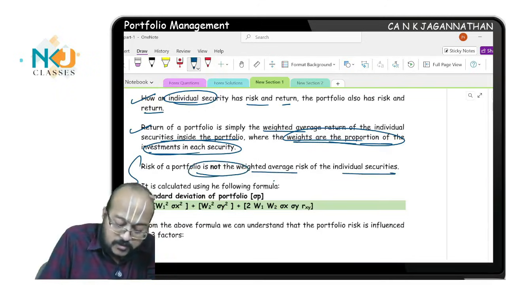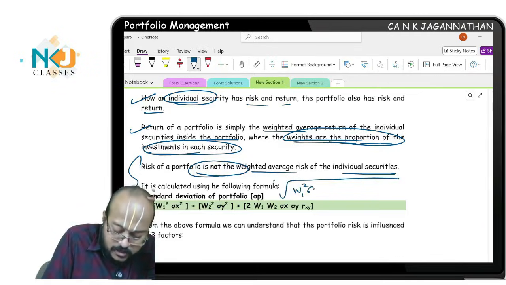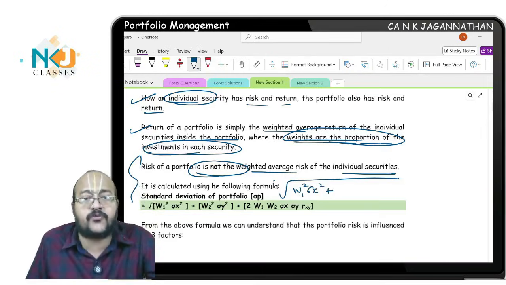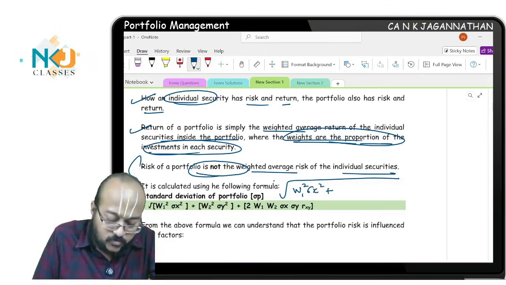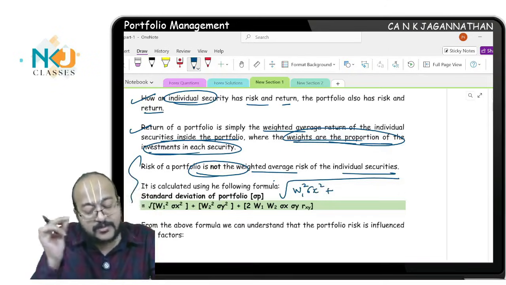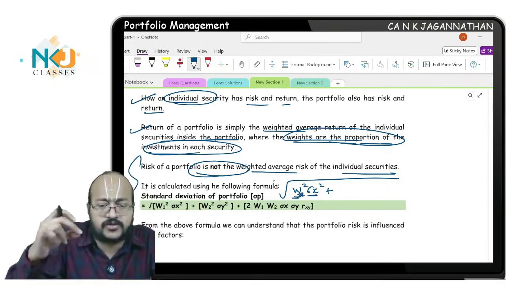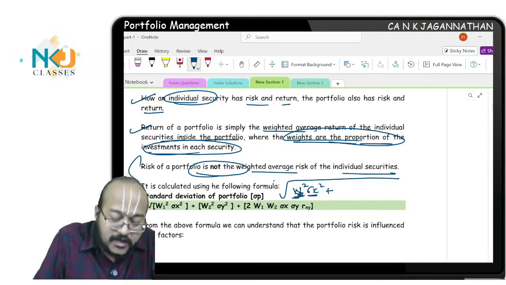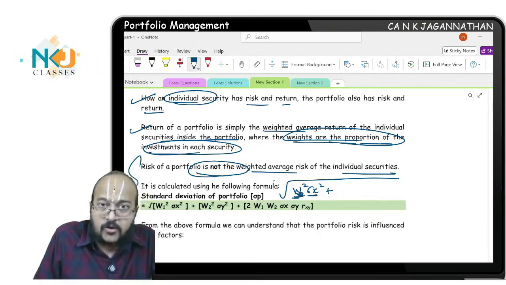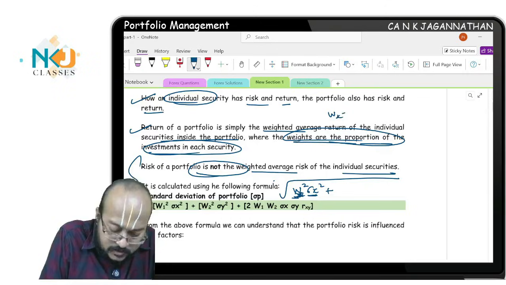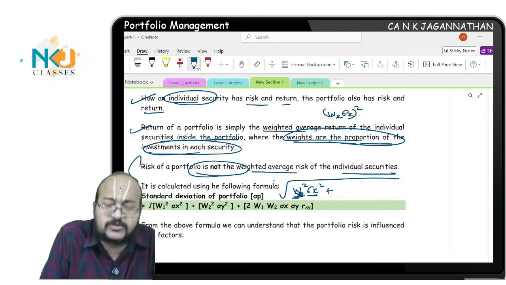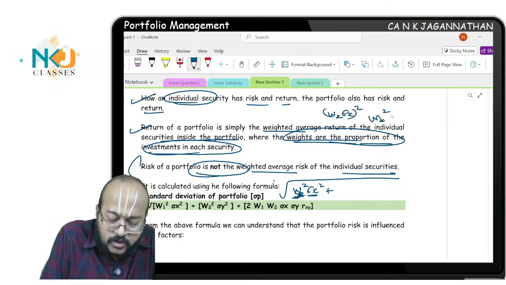What is that? See, square root of weight 1 square sigma x square, plus, very simple, it is the a plus b whole square formula, you will replicate it. This is a square. Here for a, you will consider weight as well as the risk of the security, which means w1 sigma x. This is wx also, because it is the proportion of security x inside the portfolio, w1 means wx. So I can say wx sigma x square. You can also write wx sigma x the whole square, which is the same as wx square into sigma x square.